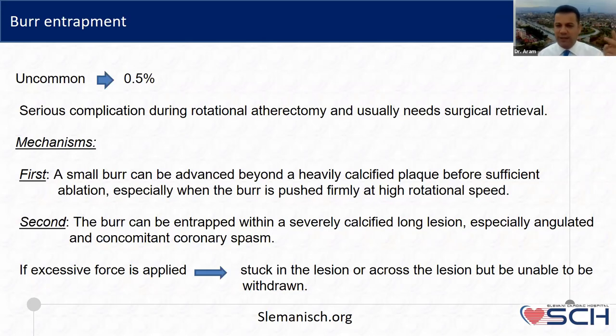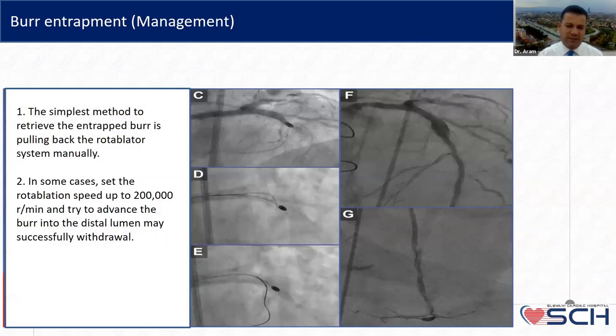So the two mechanisms of burr entrapment are: either you take a small burr and make a jerky movement, you cross the calcified area, and later on it will be entrapped behind the calcium chunk, or sometimes you have a very long calcified angulated area that makes your system stuck. How should it be managed?